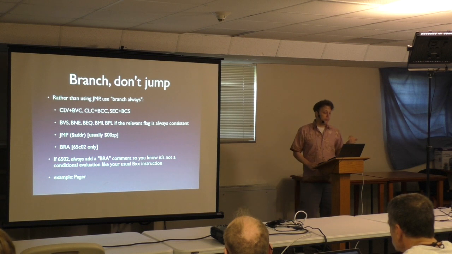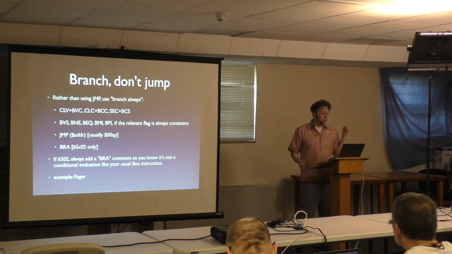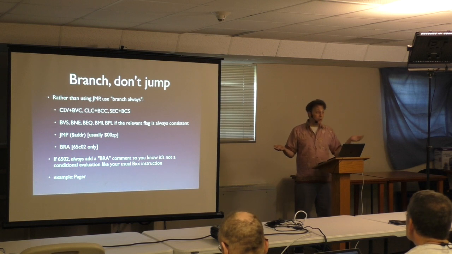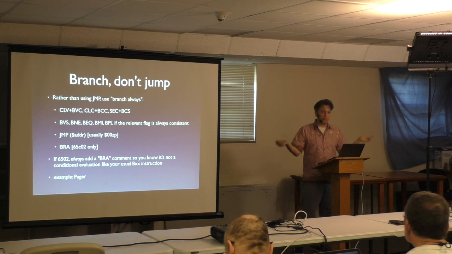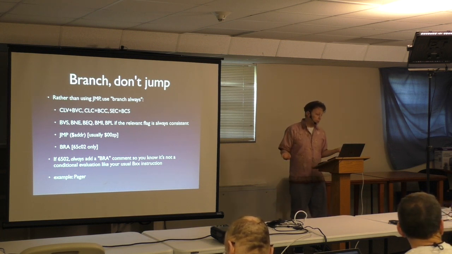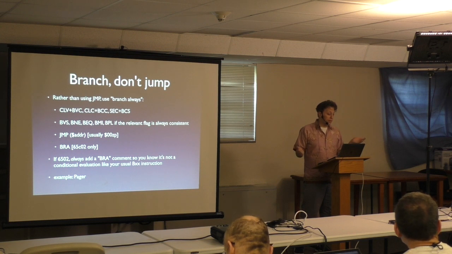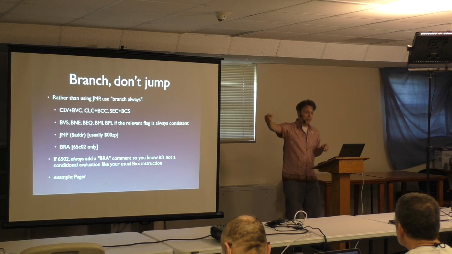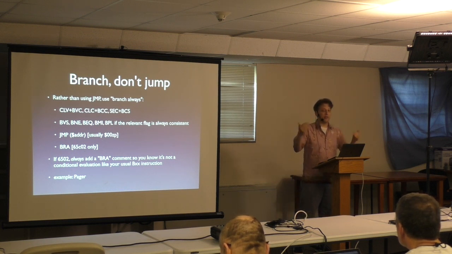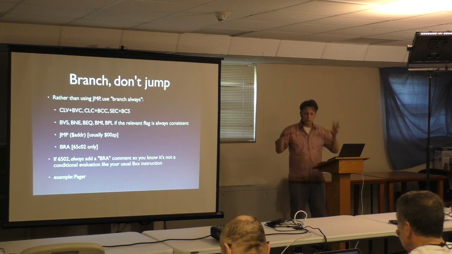So what you really want is a branch always. Now, the 65C02 miraculously has a branch always command called BRA, and that's just a huge boon to this kind of coding. But if you're coding for 6502, then you're going to want to do something like CLV plus BVC, or CLC plus BCC, or SEC plus BCS, which will effectively branch always. Whenever I do one of those in my code, I always comment it with a BRA off in the comment, so that I know that that's not your normal conditional evaluation. It's just a jump.